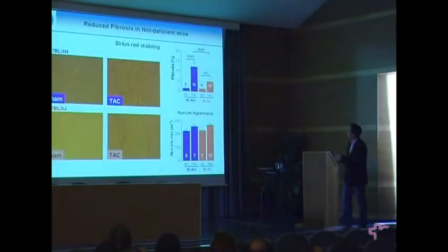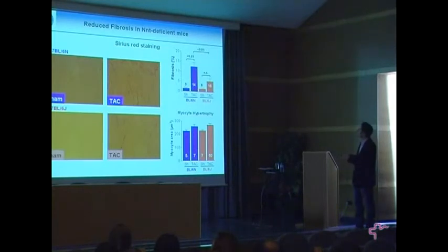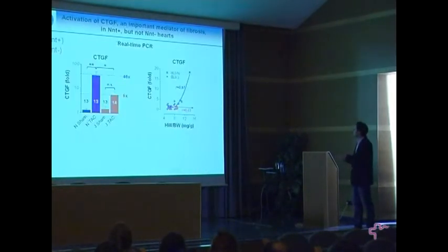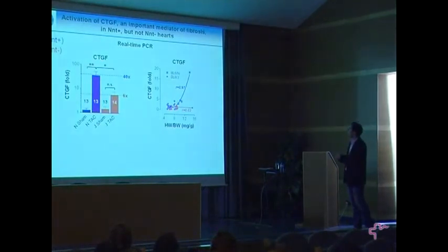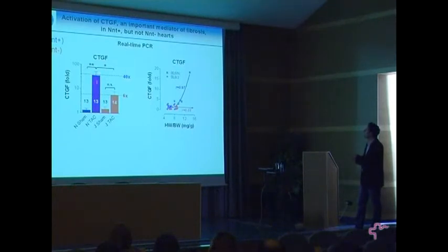And I don't know if you see this, but when looking at fibrosis, Sirius red staining, there was a much higher degree of fibrosis in the mice with the NNT, the black 6N strain, compared to those that did not have the NNT, while myocyte hypertrophy was of similar increase. An important regulator of fibrosis is CTGF. And CTGF was about 40-fold activated in the N mice, but only about 6-fold in the J mice.